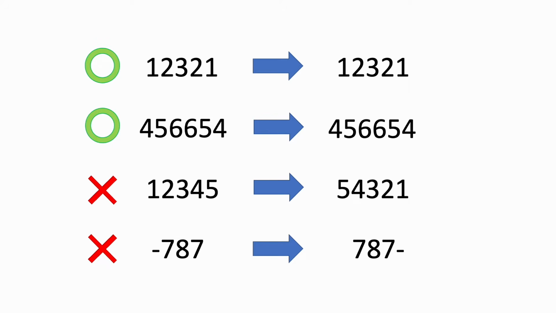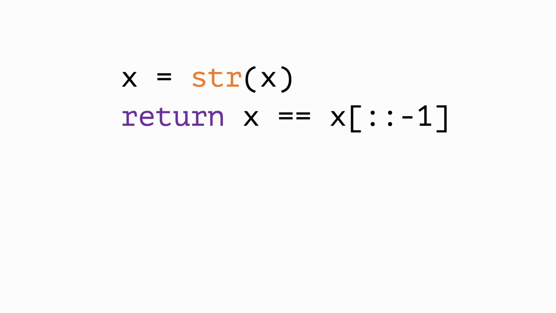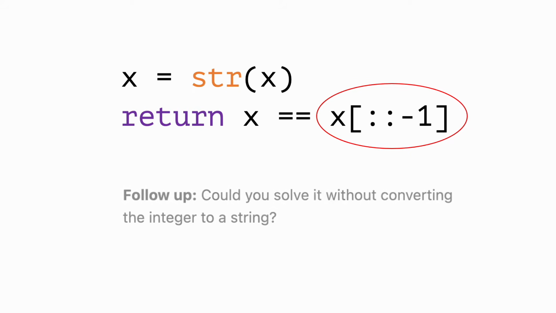Now, there's actually a very simple way to do this, which is to first convert the integer into a string, reverse it, and then see if the reverse string is the same as the original string. And this right here is just Python's way of reversing a string. Now, this solution works, but the question challenges us to solve this without converting the number to a string. So here's how we're going to do it.